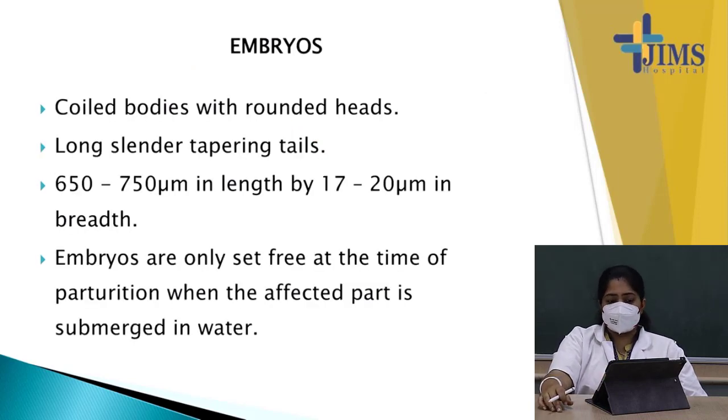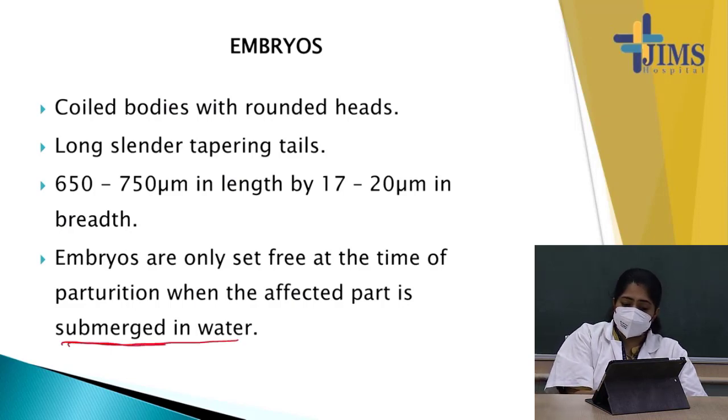Now, let us come to the embryos. These embryos are coiled bodies with rounded heads, long and slender with tapering tails. They measure 650 to 750 micrometer in length by 17 to 20 micrometer in breadth. They have a very peculiar feature: these embryos are released only when they are submerged in water. Only when they get the water medium is the embryo discharged. The embryos are set free at the time of parturition when the affected part is submerged in water. This is very important. Only when the affected part is submerged in water will the gravid females release the embryos in the water.